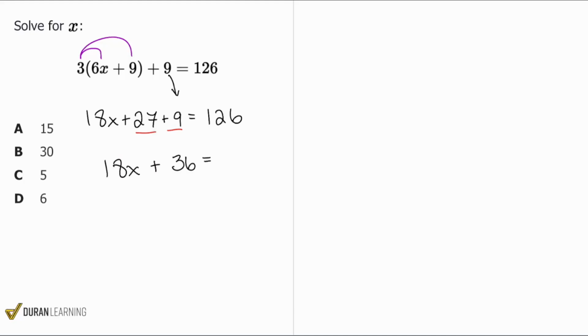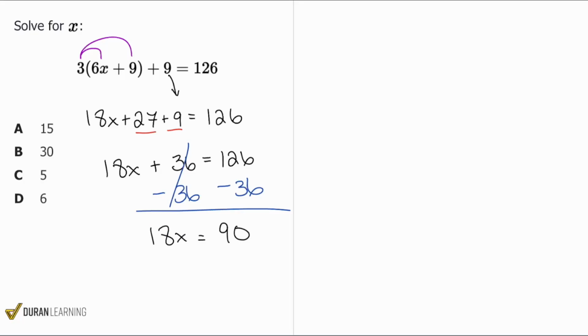Yeah, there we go. And now this just becomes another regular old equation. We just had to distribute the 3 first, making sure that we only did it to the terms inside the parentheses and not to the 9 that was sitting there just chilling. Once we did that, we can combine the 27 and 9 to get the 36. And now we just continue by subtracting 36 on both sides. That cancels out on the left, leaving us with 18x equals 90. And the last step here is dividing both sides by 18.